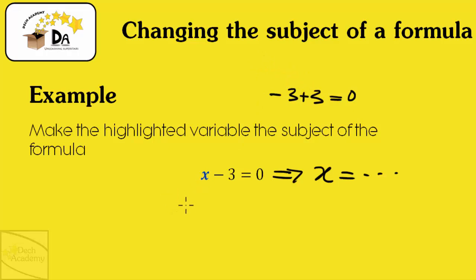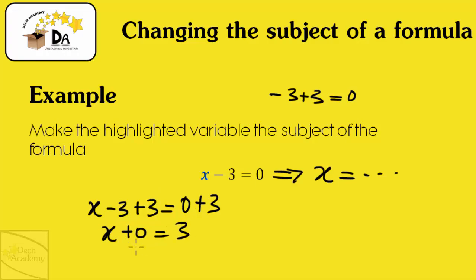So in this case, adding 3 to both sides allows us to get rid of the minus 3. Simplifying this equation gives x plus 0 equals 3. So x is equal to 3. Therefore, we now have x as the only term on the left hand side, and x only appears on the left hand side. So x is the subject of the formula now in this expression.